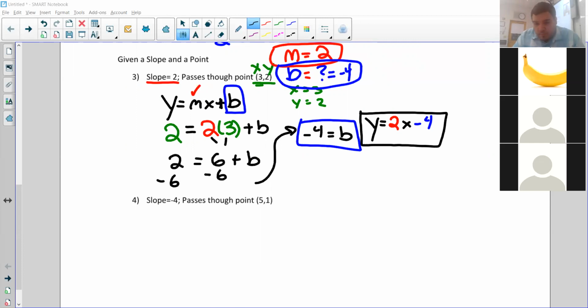Wait, what do you want us to send to you? What b equals, or like the whole problem? The whole equation. So y equals blank x plus blank.